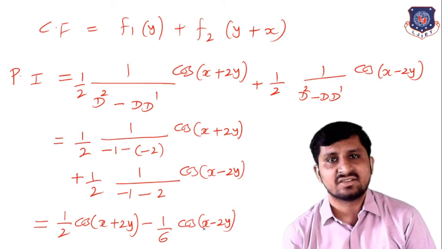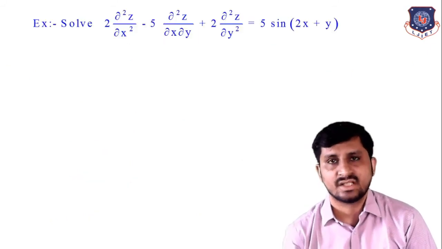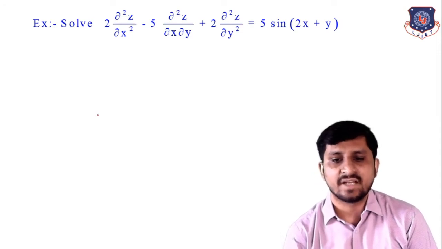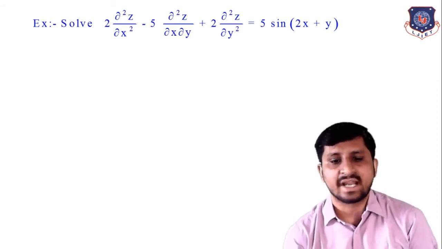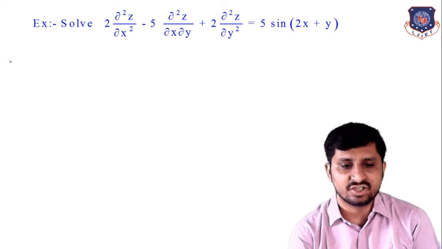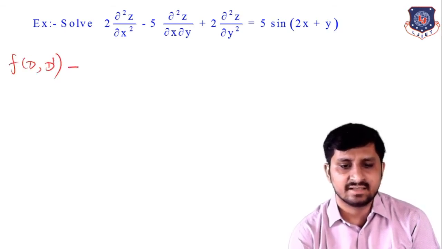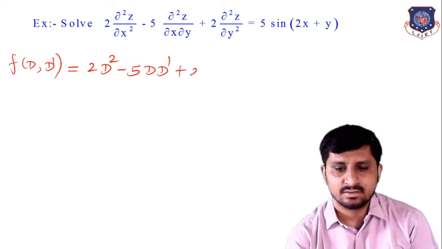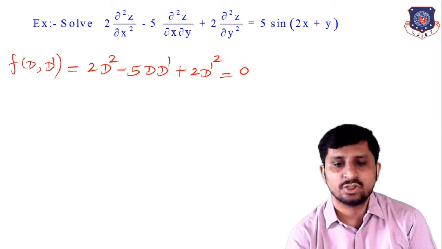So let's solve one more example. The next example is: 2 del square z by del x square minus 5 del square z by del x del y plus 2 del square z by del y square equals 5 sin(2x + y). First of all, we find the complementary function. As you all know, f of D, D dash equals 2D square minus 5 D into D dash plus 2D dash square, equals 0.